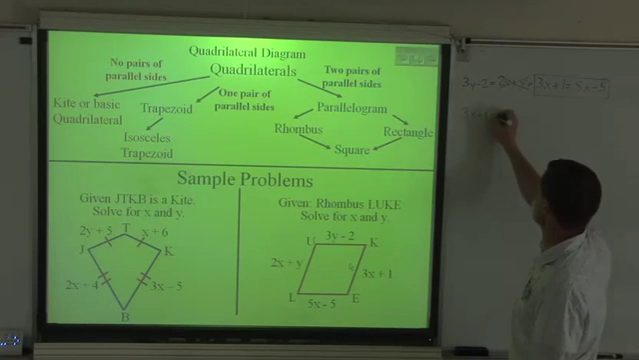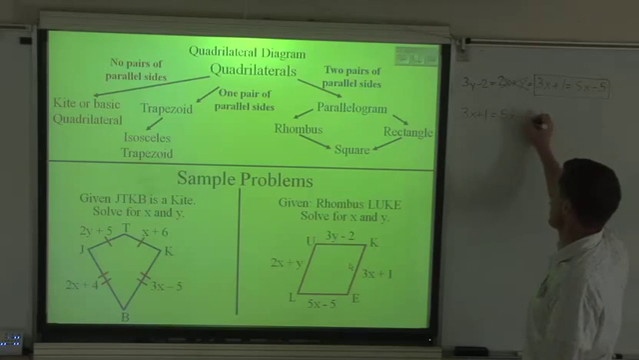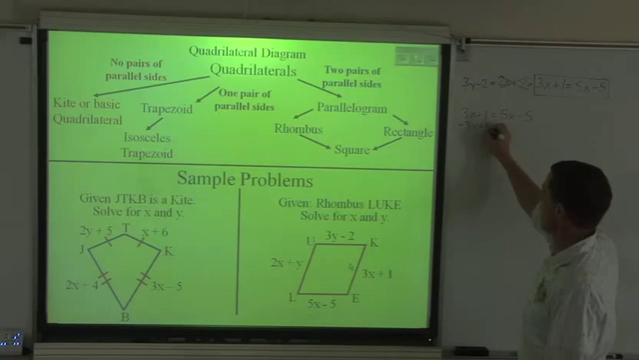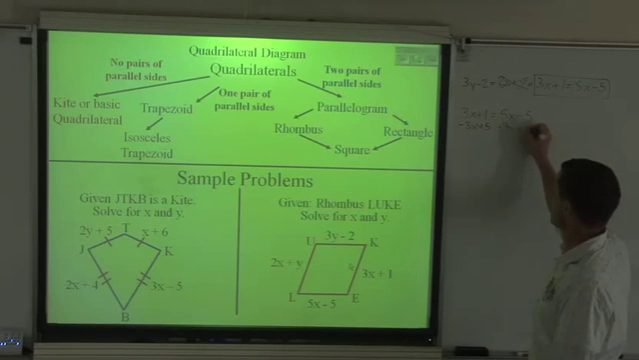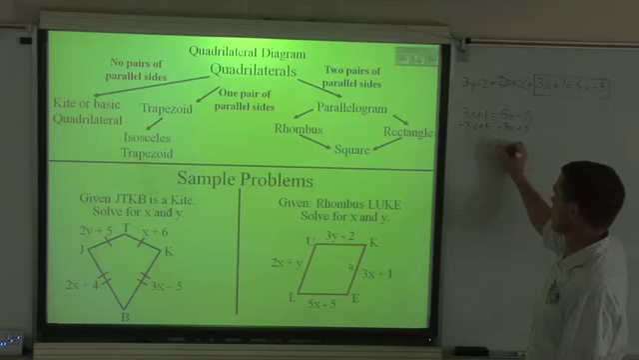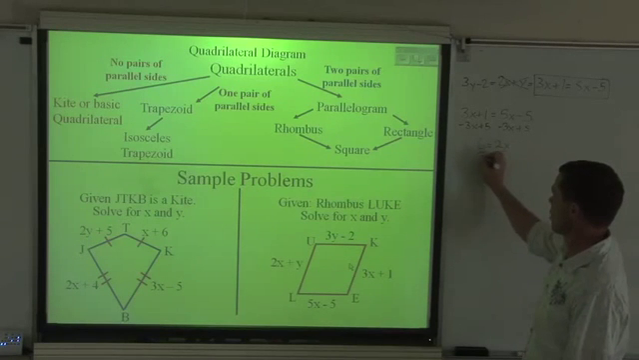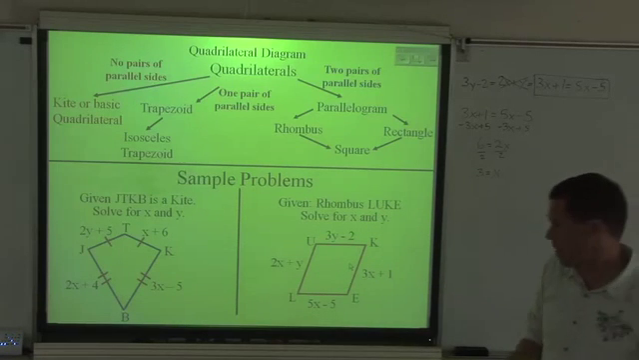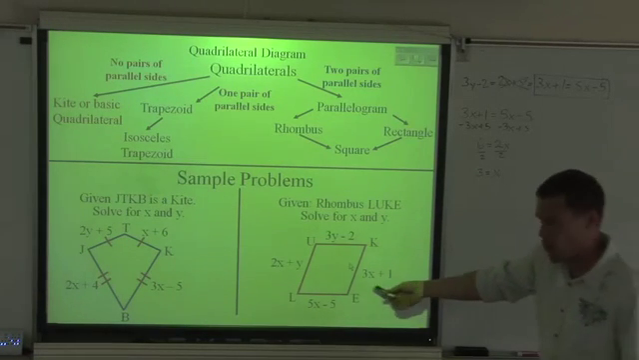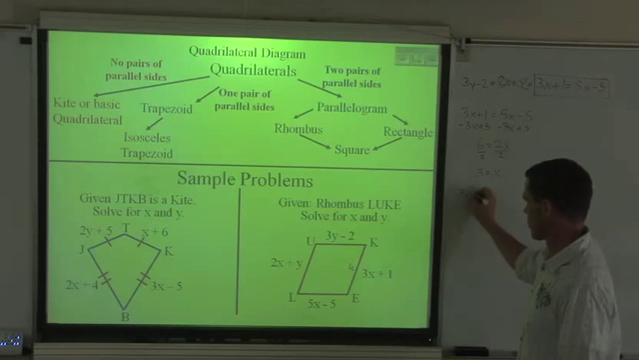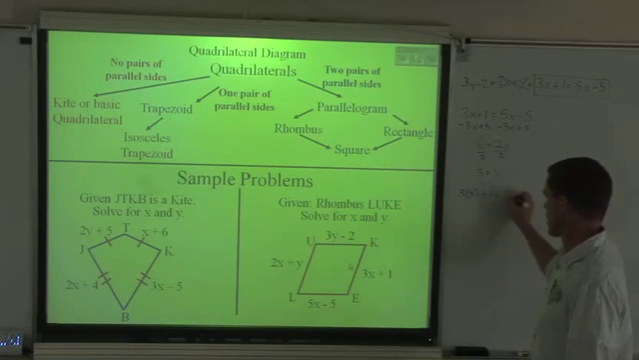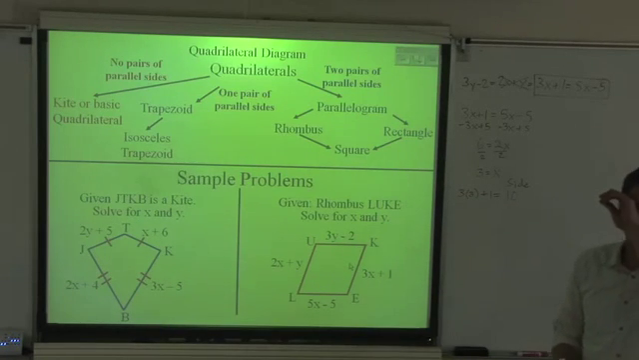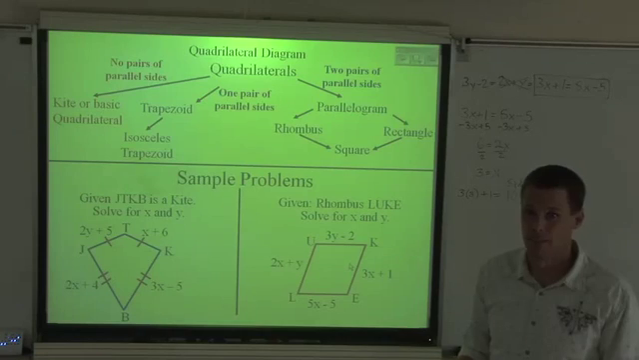3x plus 1 equals 5x minus 5. Subtract 3x from both sides while we add 5 to both sides. And we get 6 equals 2x. Divide by 2, and we've got 3 equals x. Now that we solved for x, we can plug it into whichever one we want. 3 times 3 plus 1 equals 10. Every side in this shape has a side length of 10.